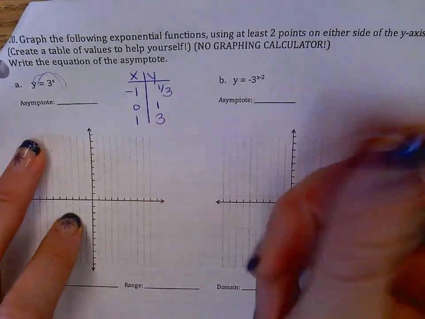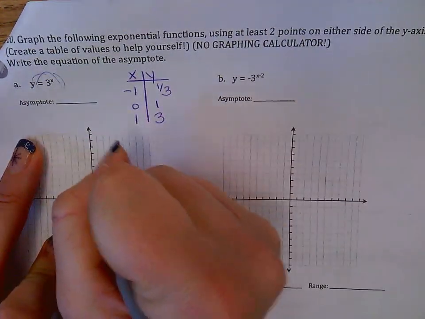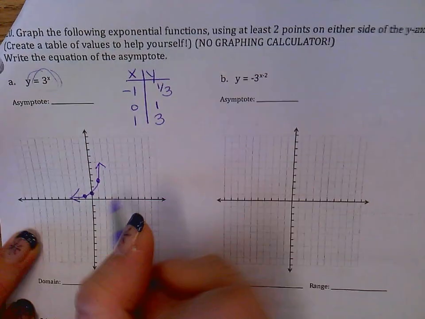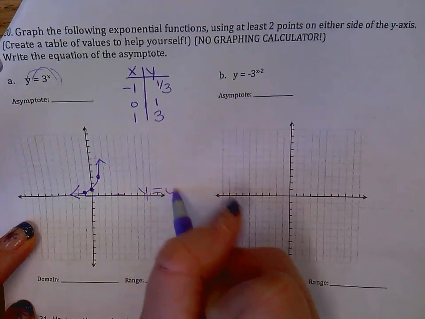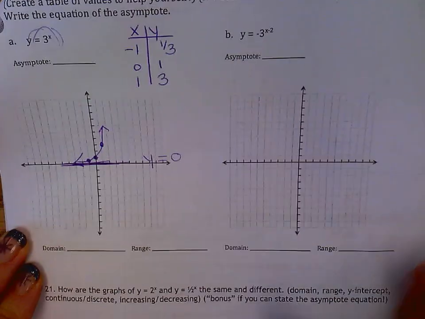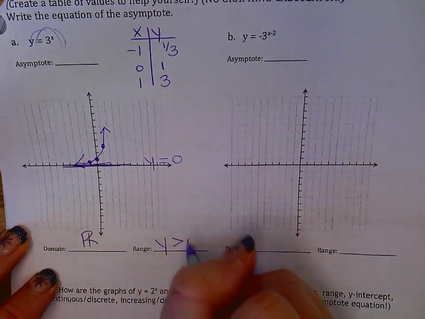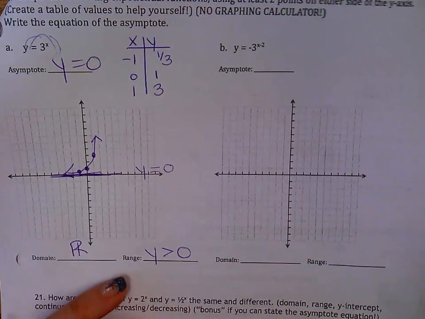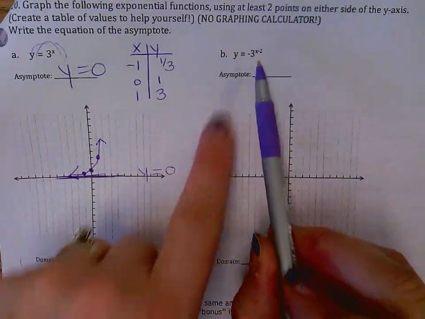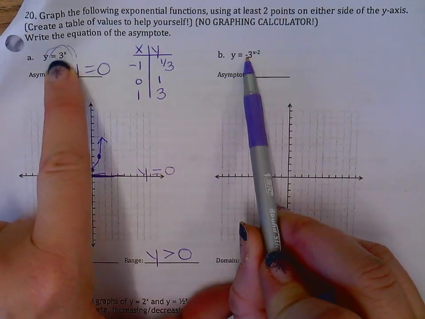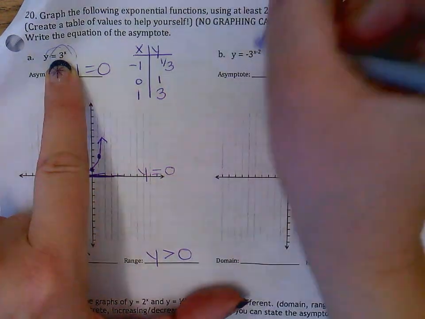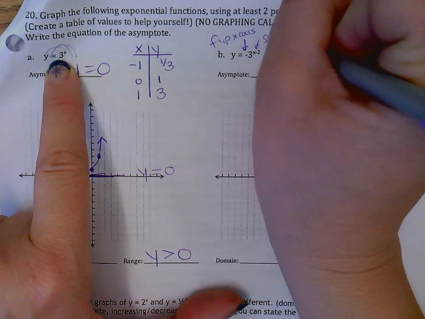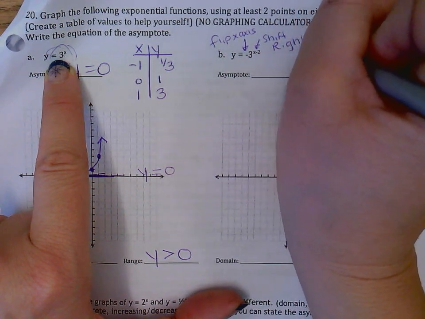Okay, so I'm going to plot the points -1, 1/3, 0, 1, and 1, 3. So that's my exponential growth. It has an asymptote at y equals 0, so it never goes below 0. My domain is all real numbers, and my range is y is greater than 0. Oops, here's the line for the asymptote up here. All right, how does that change when I put a negative in front of it? It's the same function, and I put a -2. So this is a flip over the x-axis, and this is a shift right 2.